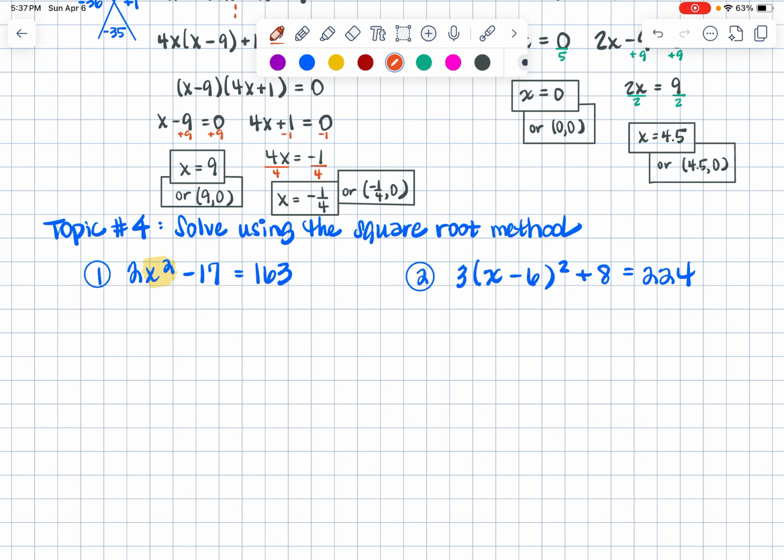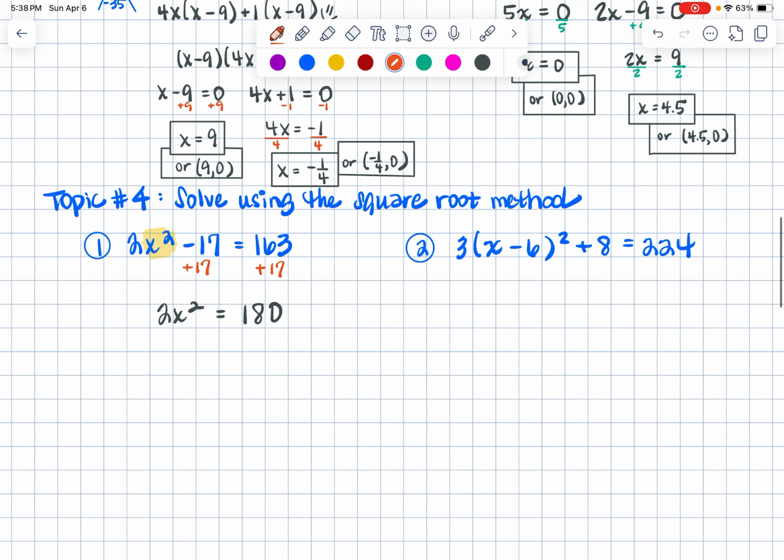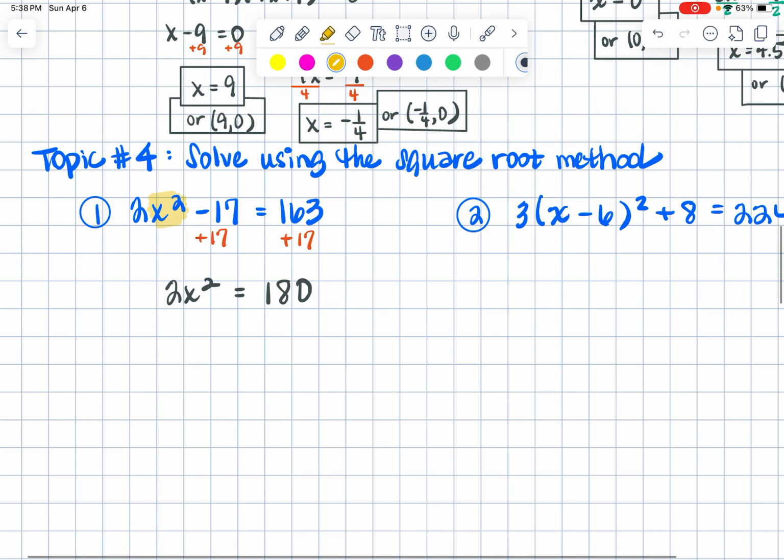So we just solve it like a normal algebra equation, right? So on this guy, we're going to add 17 first. You always move the constant first, right? And so that's going to give us 2x squared equals 180. Let me just scooch that guy over there. There we go. All right, and then of course, don't square root yet, because you have not isolated the x squared, right? So you have to move that 2 multiplier next, right? So we're going to divide both sides by 2, and that's going to give us x squared equals 90.